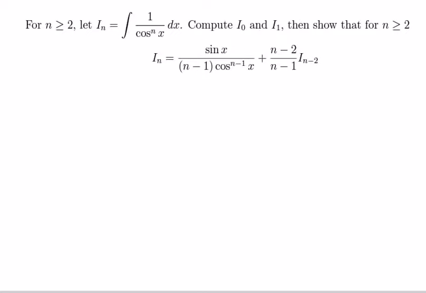Hello everybody, today I will talk about calculus. The topic today is the integral. Now I will show you the technique for how to answer the question.